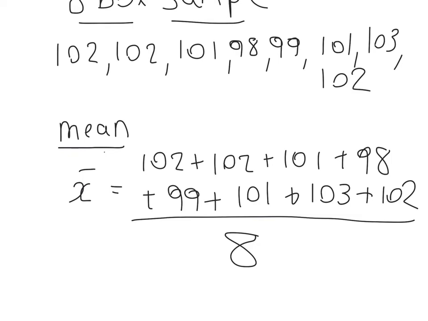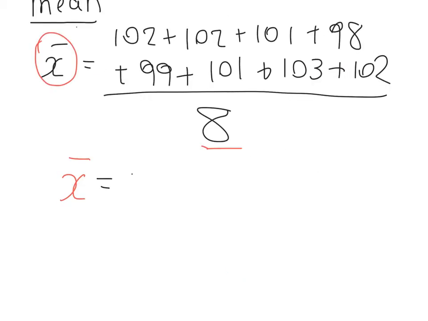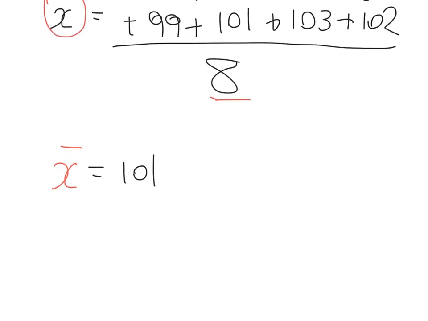Okay, the first thing that I need to do is calculate the mean. So the mean is given by x bar, and the mean, remember, is when you count up all the numbers, get a total and divide by the amount of numbers in the list, which is 1, 2, 3, 4, 5, 6, 7, 8. So we're going to total that up and divide by 8. So the mean then is equal to 101. I'm now going to calculate the standard deviation.